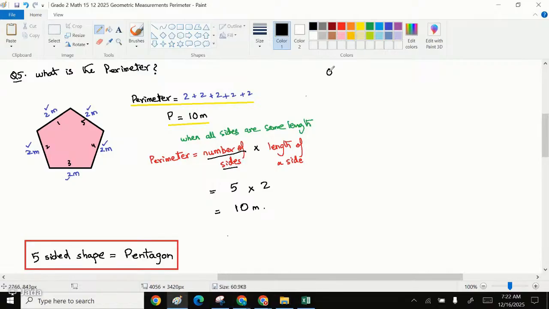Question number 6. The question says, what is the perimeter? Okay.